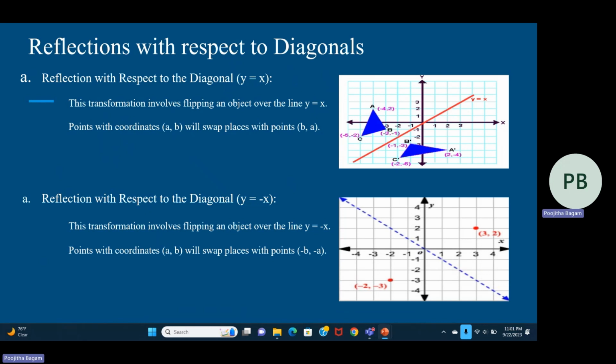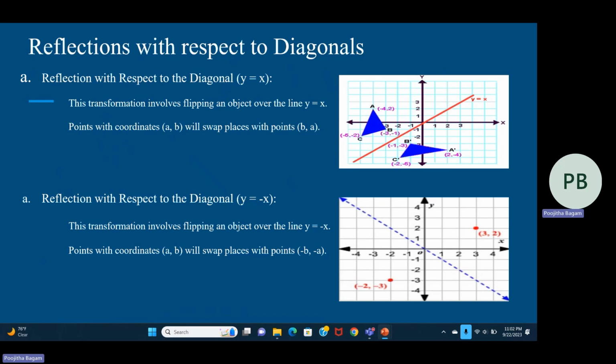And coming to reflection with respect to diagonals, in this we have two cases: reflection with respect to the diagonal y equals x and reflection with respect to the diagonal y equals minus x. In the first case, this transformation involves flipping an object over the line y equals x, and points with coordinates a, b will swap places with points b, a as shown in the figure.